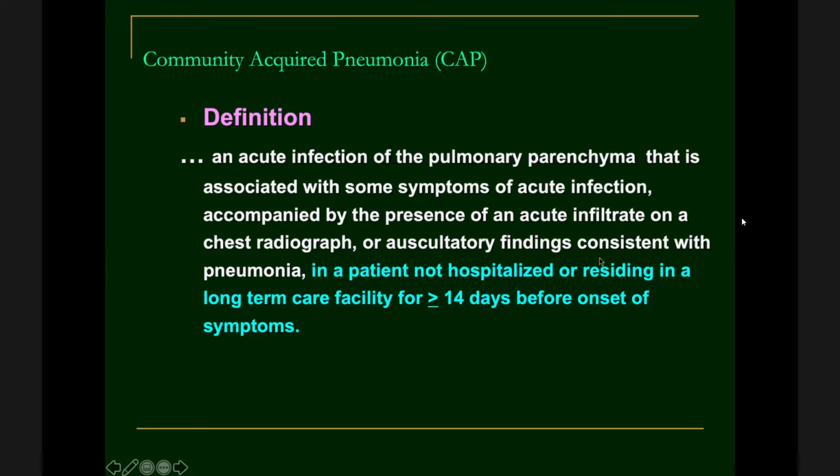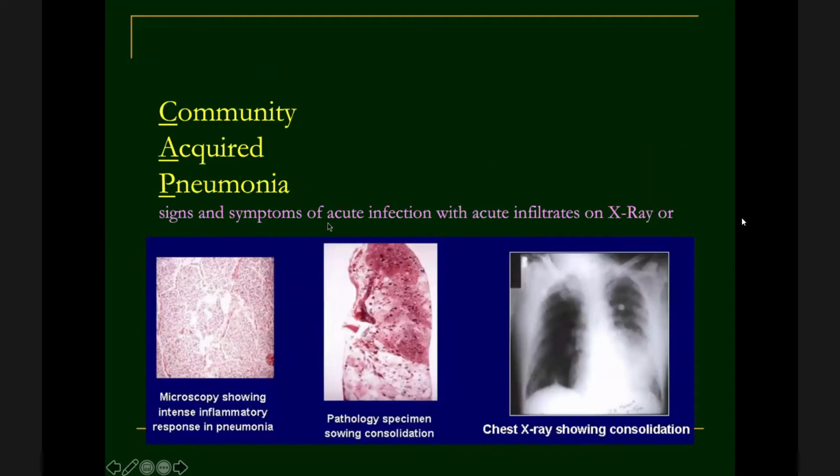in a patient not hospitalized or residing in a long-term care facility for more than 14 days before the onset of symptoms. So this is the presentation of community-acquired pneumonia. The patient should not be hospitalized; the patient should be coming from the community and not hospitalized for a period of 14 days before the onset of symptoms to call this community-acquired pneumonia. Community-acquired pneumonia has signs and symptoms of acute infection with acute infiltrates on the chest X-ray.